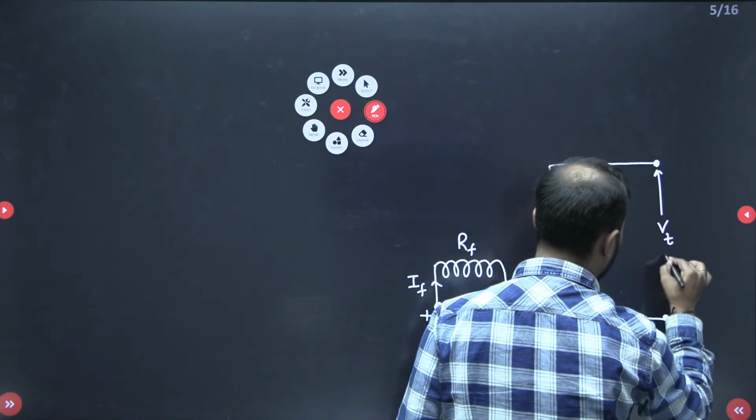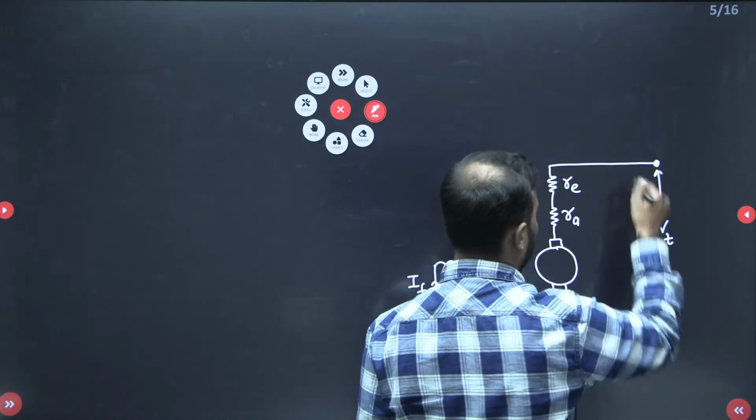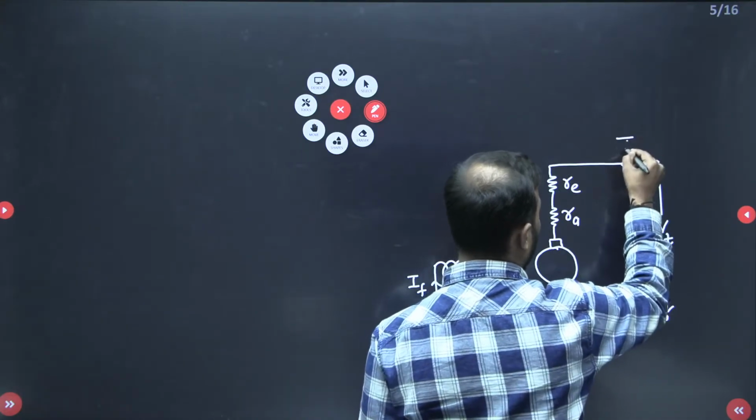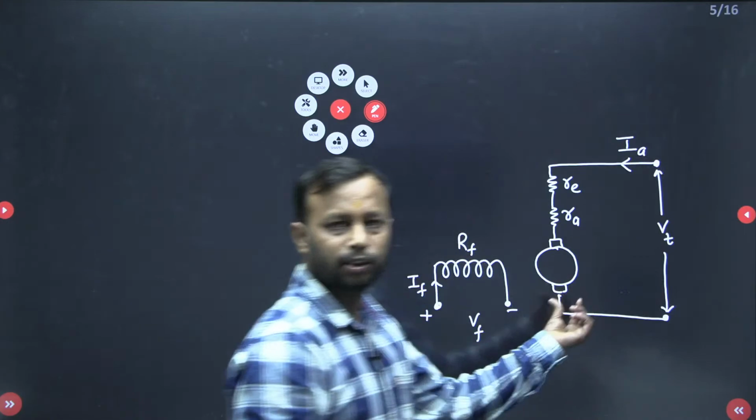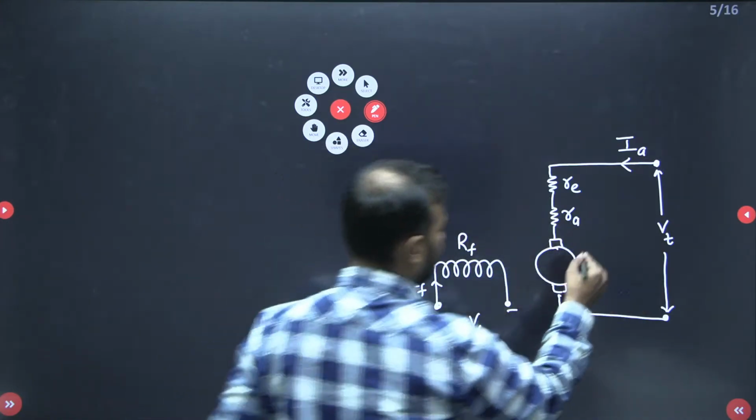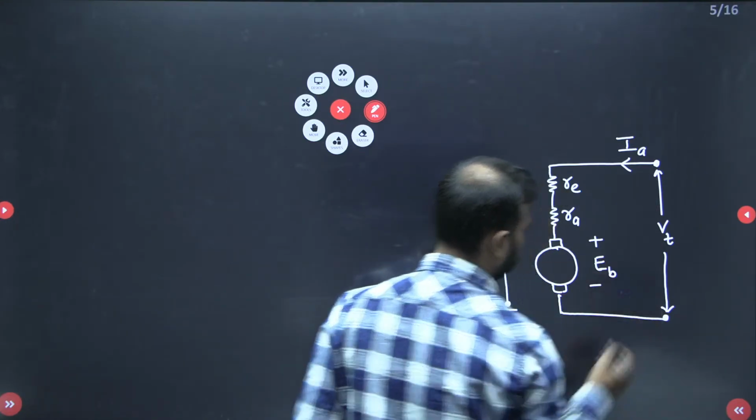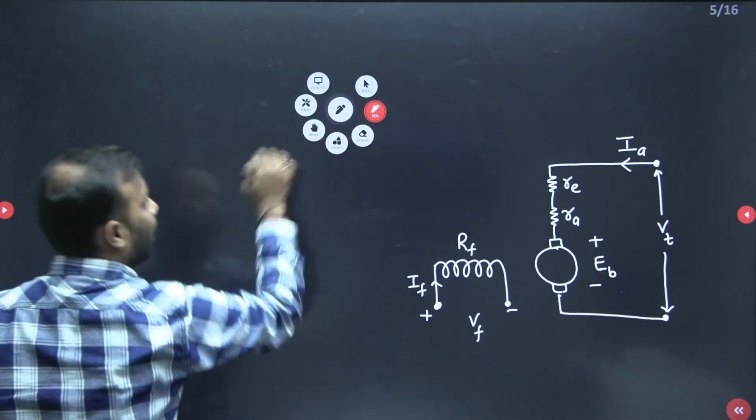Terminal voltage is VT, and since this is a motor, the current will come from the terminal to inside the armature like this. So this is your field circuit, this is your armature circuit, and here you are going to have the EMF as EB. Okay. Now let me take case 1.